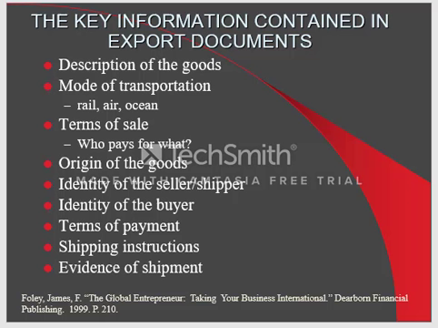The key information contained in export documents are the description of the goods, the mode of transportation, that is rail, air, or ocean, terms of sale, that is who pays for what, origin of the goods, identity of the seller or the shipper, identity of the buyer, terms of payment, shipping instructions, and evidence of shipment.